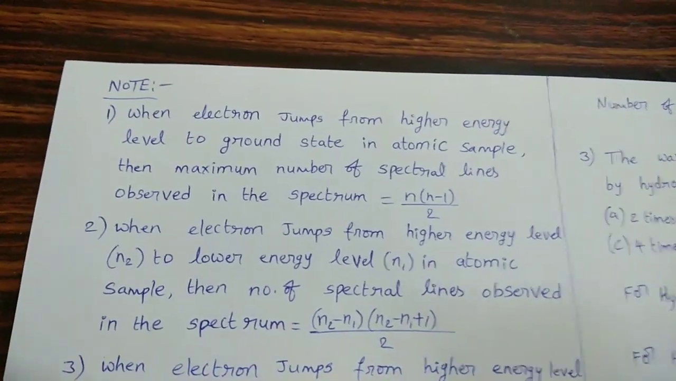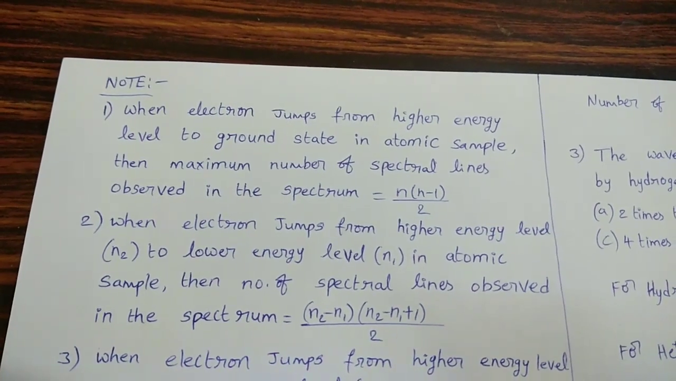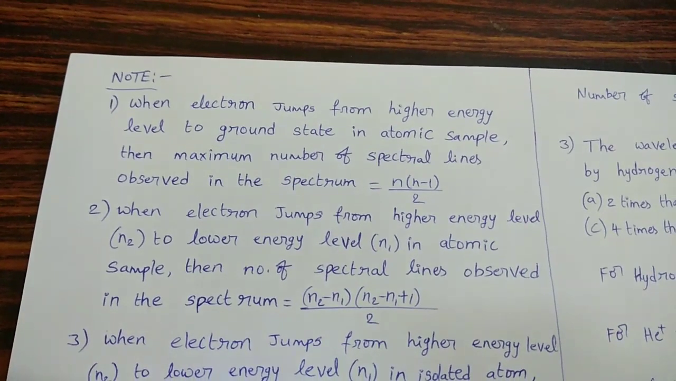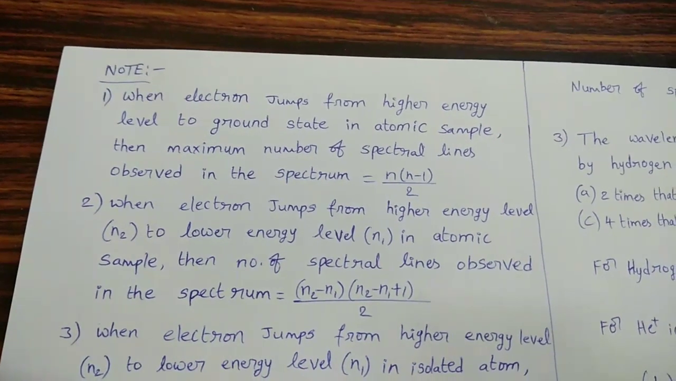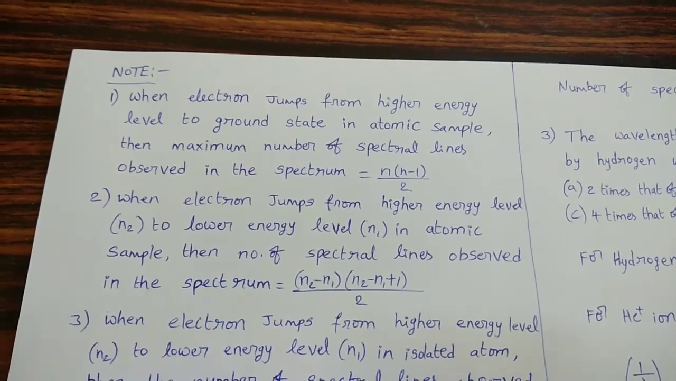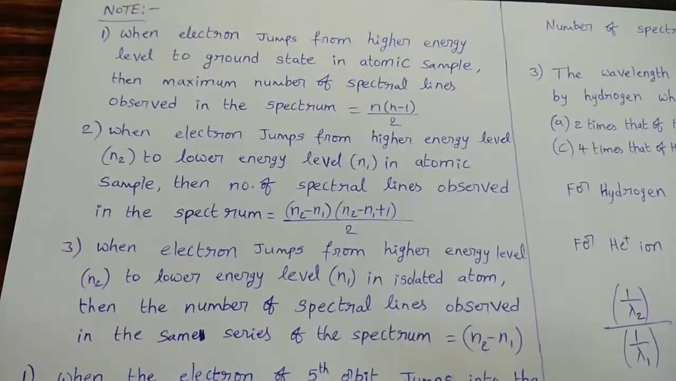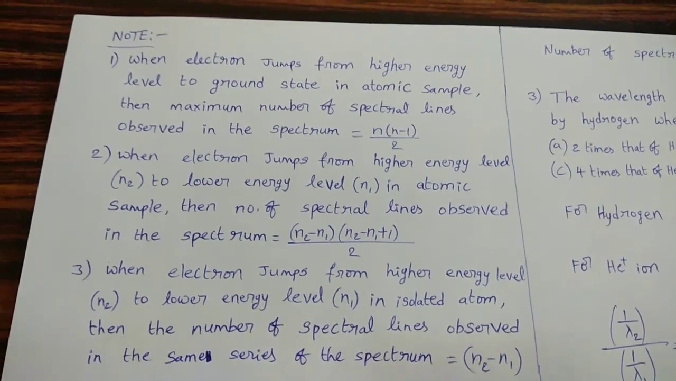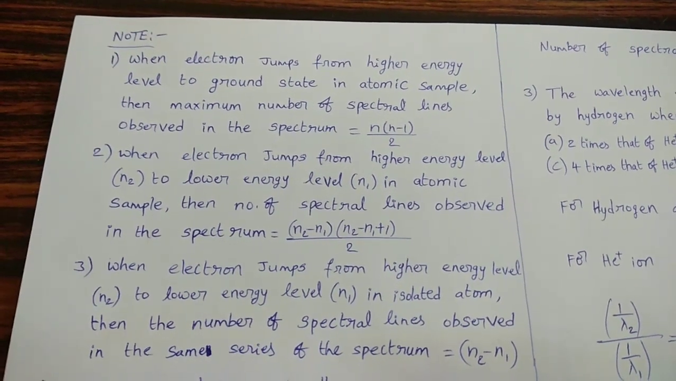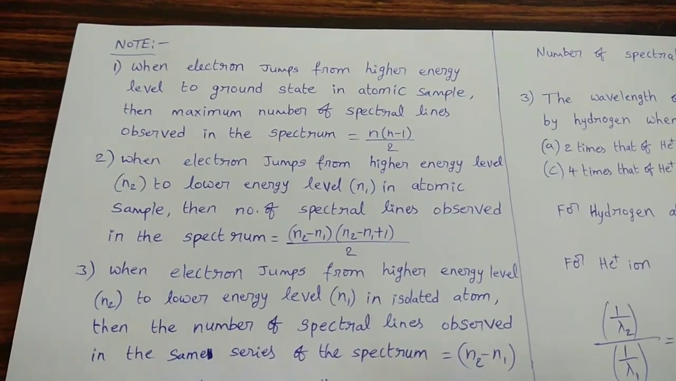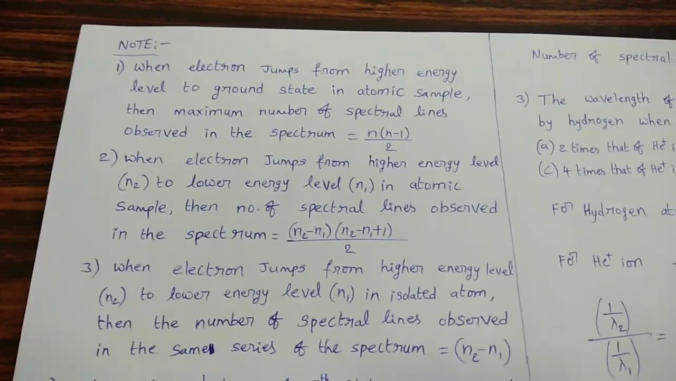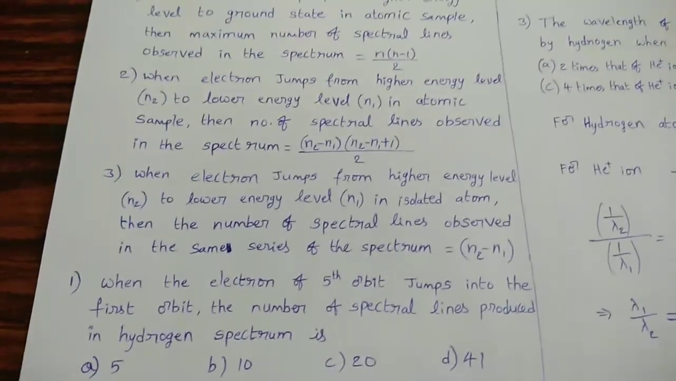Next, second formula. When an electron jumps from a higher energy level n2 to a lower energy level n1 in an atomic sample, then the number of spectral lines observed in the spectrum equals n2 minus n1 into n2 minus n1 plus 1 divided by 2. Next, when an electron jumps from a higher energy level n2 to a lower energy level n1 in an isolated atom, then the number of spectral lines observed in the same series of the spectrum equals n2 minus n1. Now see the question related to this.